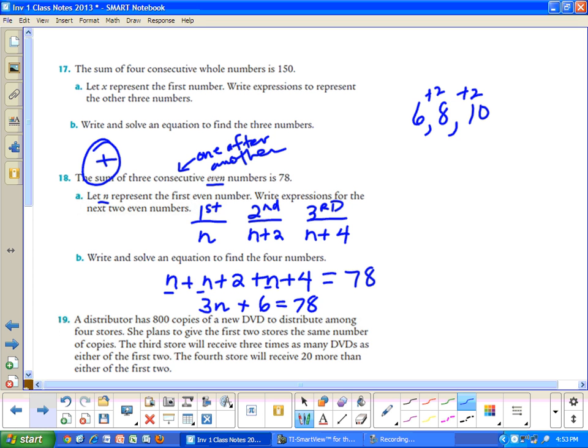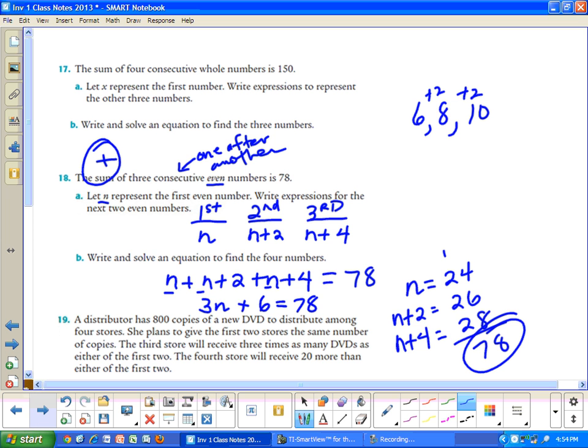Now I'm just going to work backwards. 78 minus 6 is 72, divided by 3 is 24. n plus 2, the next one, would be 26. n plus 4 would be 28. And if I add those all up, that would give me 78. So that's the correct answer.